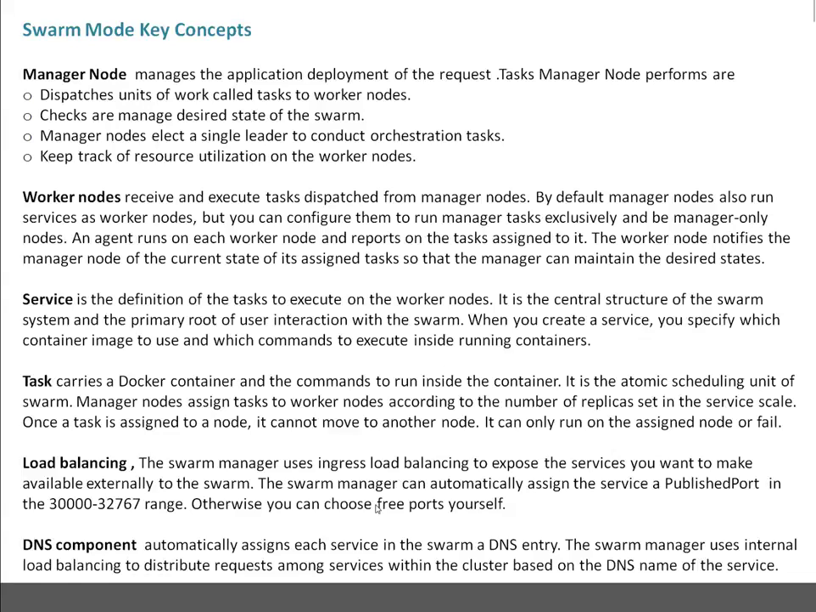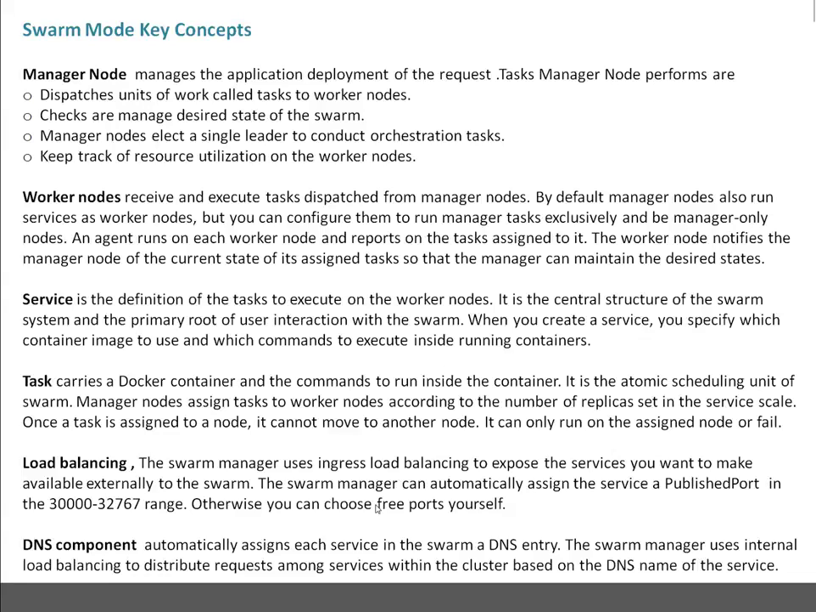An agent runs on each worker node and reports on the tasks assigned to it to the manager node. The worker node notifies the manager node of the current state of its assigned task so that the manager can maintain the desired state. So the worker node sends all the updates to the manager node. Next important thing is service. So guys, service is the definition of the task to execute on the worker node.